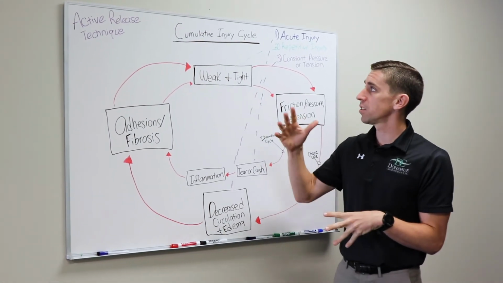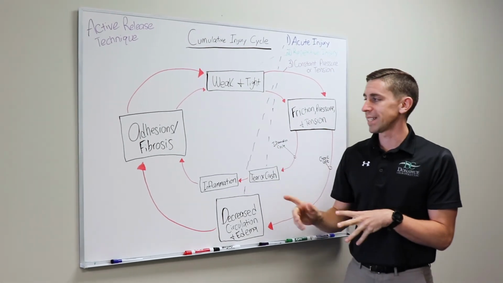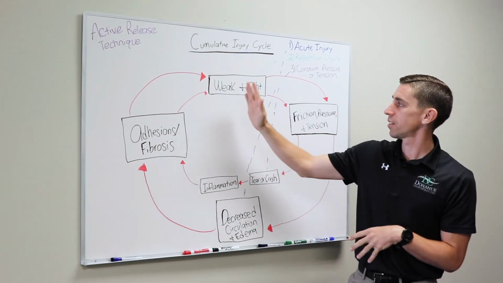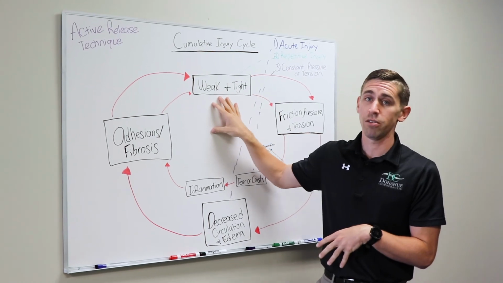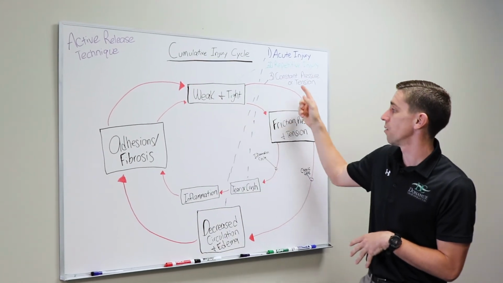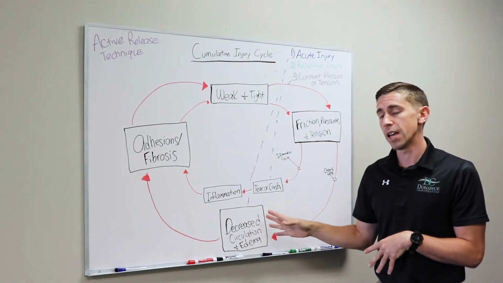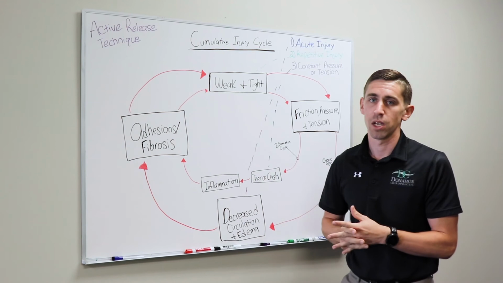So this is our cumulative injury cycle. Doing active release technique breaks up the adhesions, the fibrosis. We then retest on the test we did during our exam to find if strength has returned. And then we break the cycle of friction and pressure, and then we increase ultimately how much oxygen and blood flow is going to that tissue.